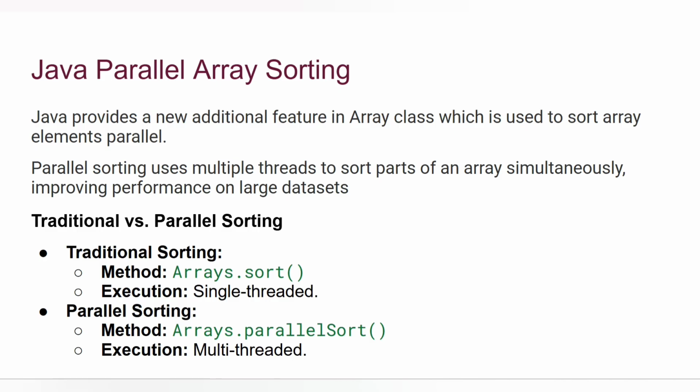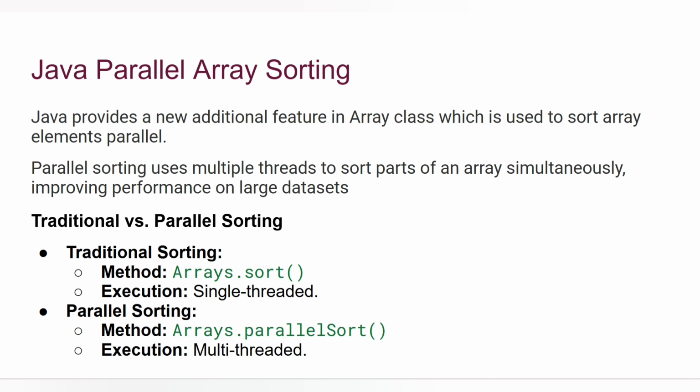In this video, we are going to learn about Java parallel array sorting, which is one of the important features of Java 8. Java provides a new additional feature in the Arrays class, which is used to sort array elements in parallel. We already had the method called sort, but it was sorting the elements in a single threaded environment, in one execution only.